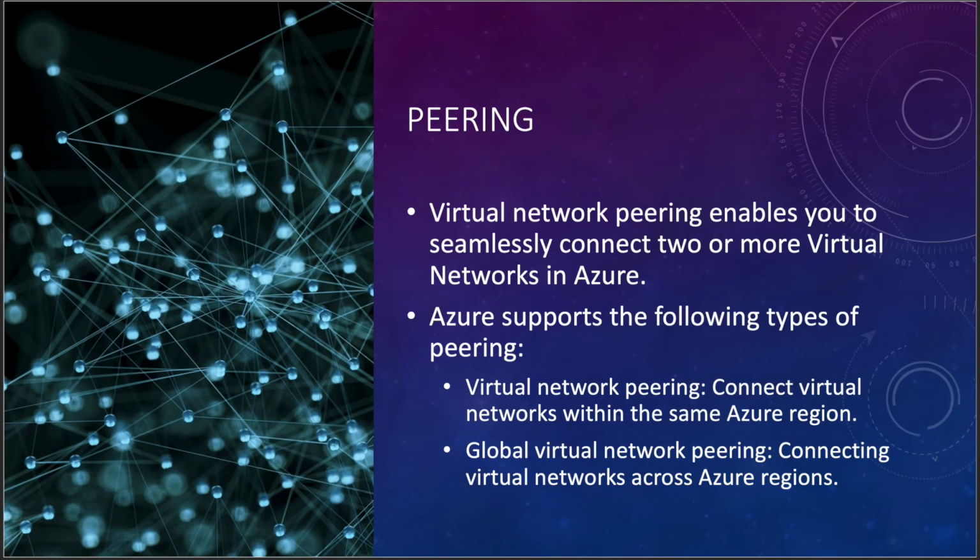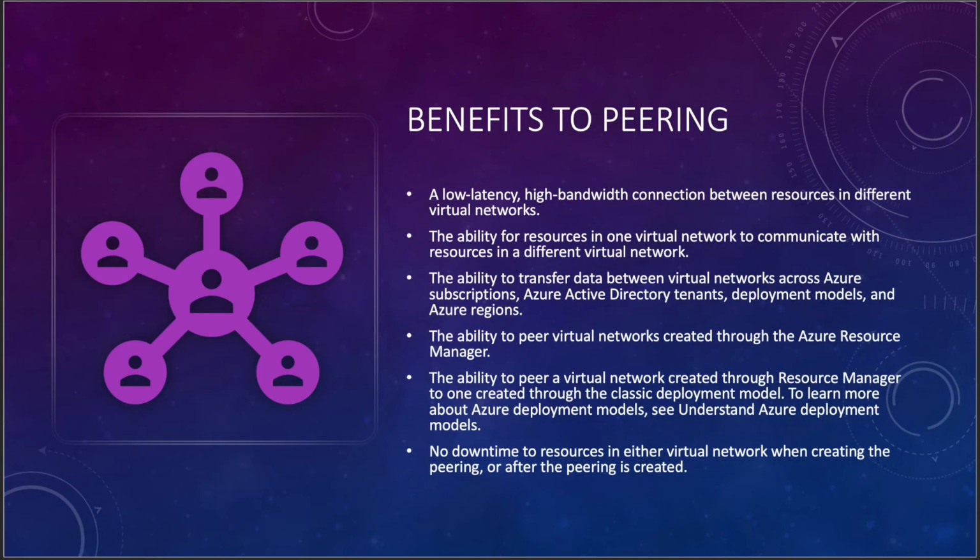Peering, virtual peering. This is actually really kind of neat. It's where you're seamlessly connecting two or more virtual networks in Azure. So there's two kinds of peering in Azure. One is virtual network and the other one is global. So you're either connecting networks within the same Azure region or you're connecting virtual networks across Azure regions. This is a great way for trying to blend all of your systems together and doing specific peering between two different regions or two different zones, depending on what you need to do. So there's some real benefits to peering in terms of low latency, high bandwidth between resources in different virtual networks.